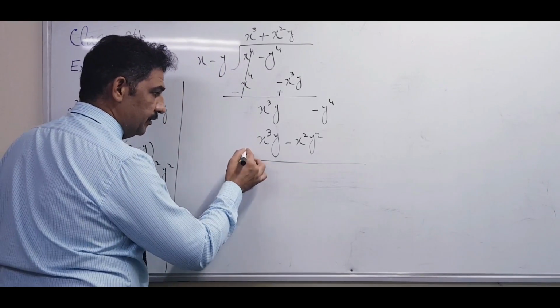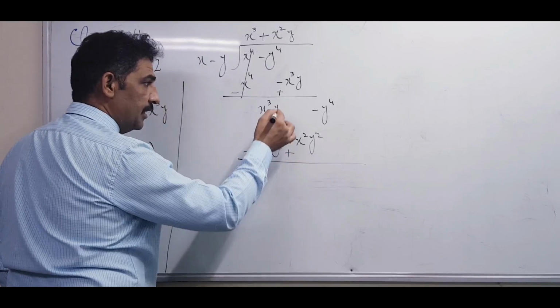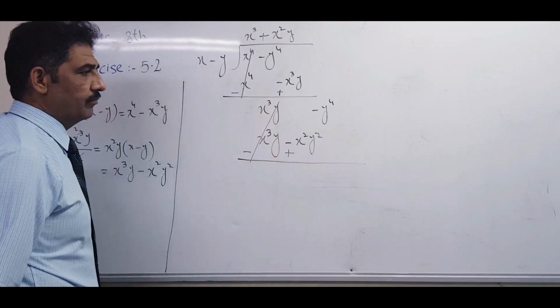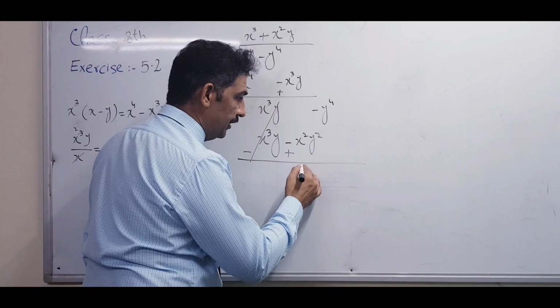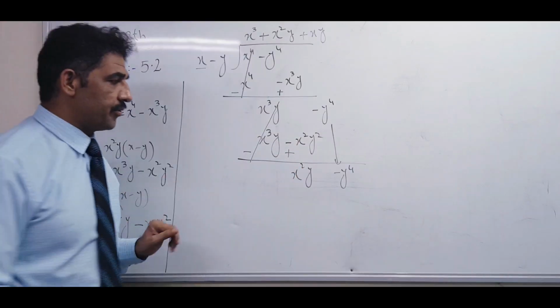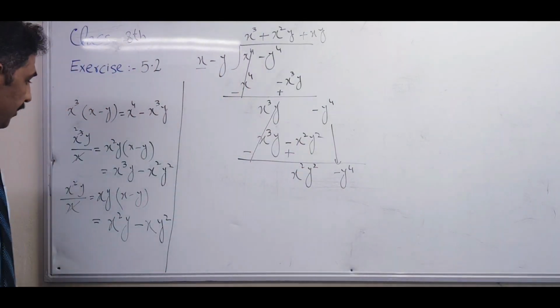Second term, change the sign of the polynomial. Second polynomial, we will change the sign. First cancel, so it's coming down. What is the remainder? x square y square.